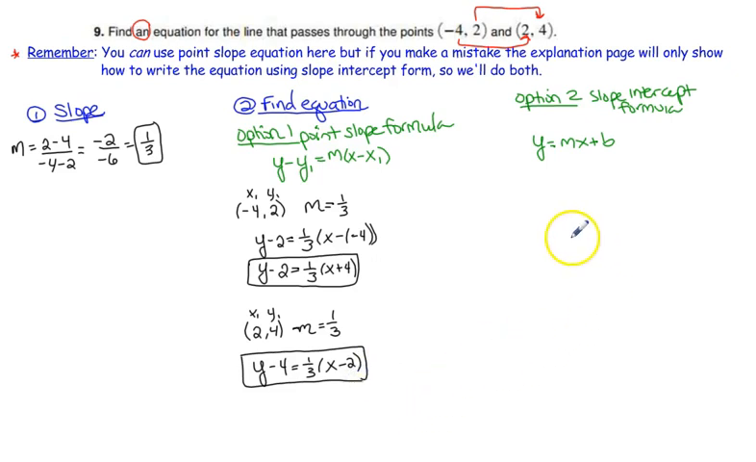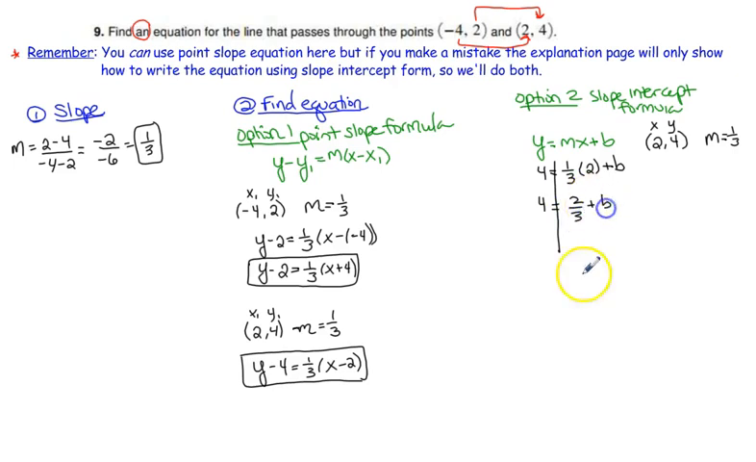Option number 2, slope intercept formula. So I can pick either point and I would get the same answer. I'm going to choose 2, 4, just because that way I don't have to worry about negatives. And I already know my slope from step 1 is 1/3. Let's plug it in. 4 equals 1/3 x plus b. 4 equals 2/3 plus b. I need to get b by itself. I'm solving for my y-intercept. So I'm going to subtract 2/3 from both sides.